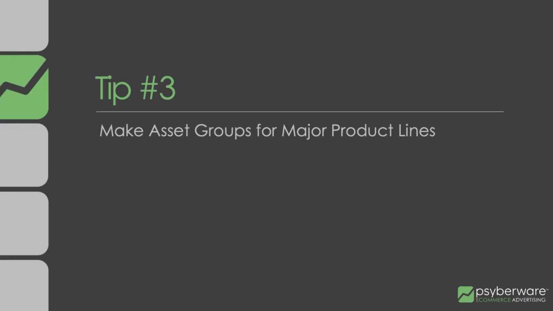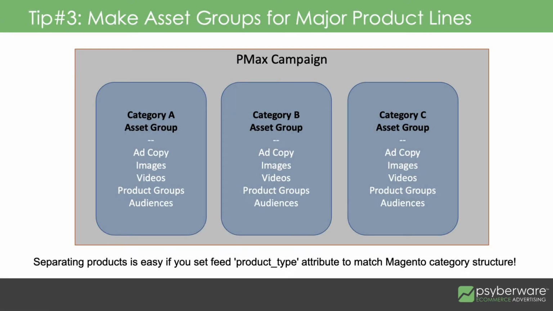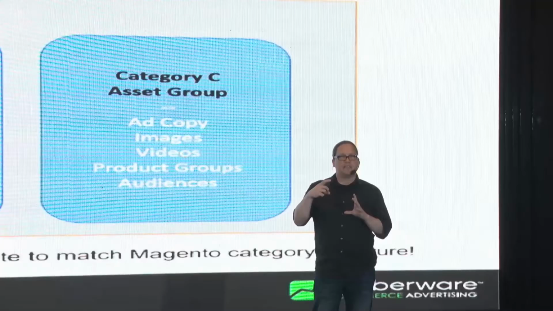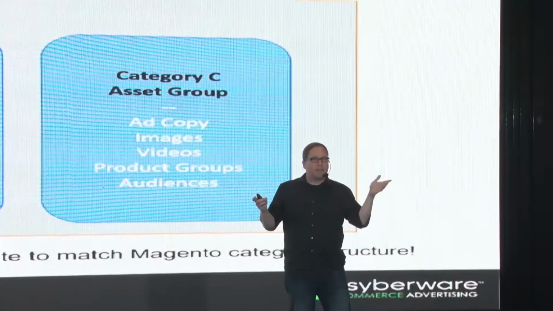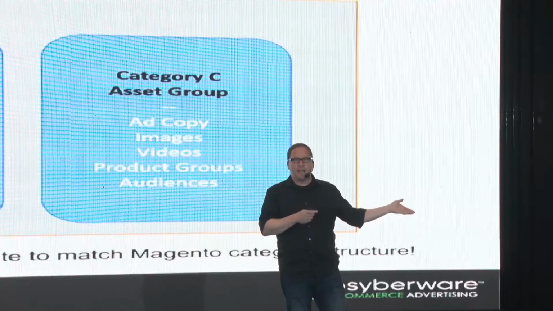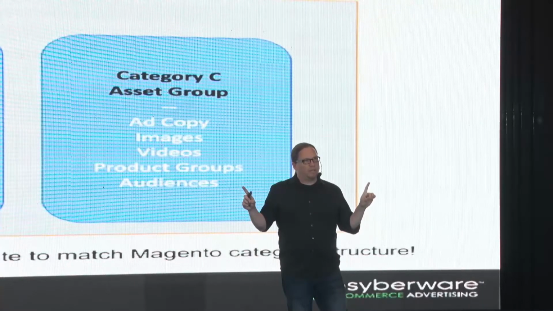So tip 3 is to make asset groups for your major product lines. Remember that asset groups are how we're putting the advertising assets together. So that previous company I was showing ads for, they sell bike racks. They also sell kayak racks for people's cars. Those might be different audiences of people.